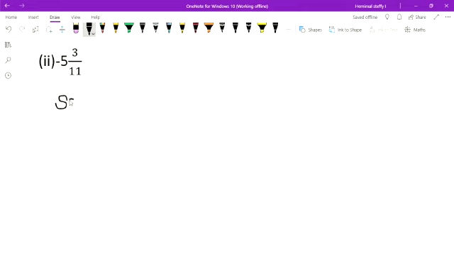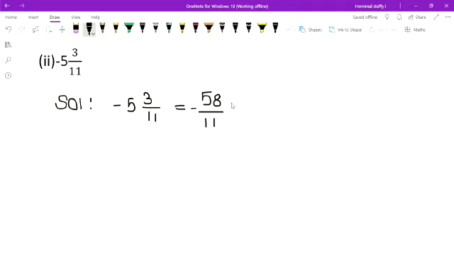First I am going to change the mixed fraction into an improper fraction. I will keep the minus here. I am not touching the minus. So I will change 5 3 by 11 into an improper fraction. 5 elevens are 55, 55 plus 3 is 58. So 58 by 11, equal to minus 58 by 11.